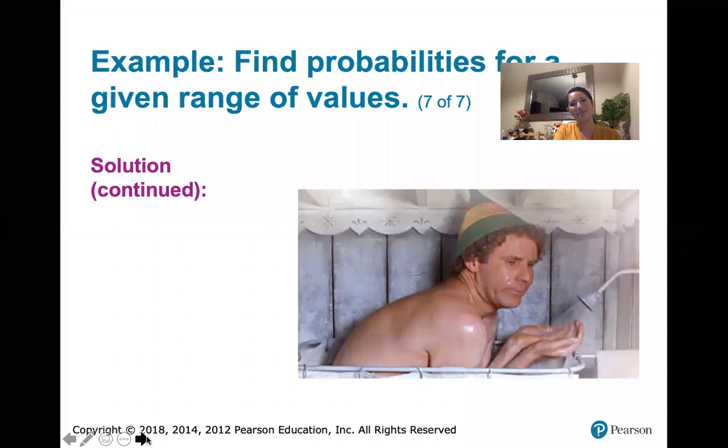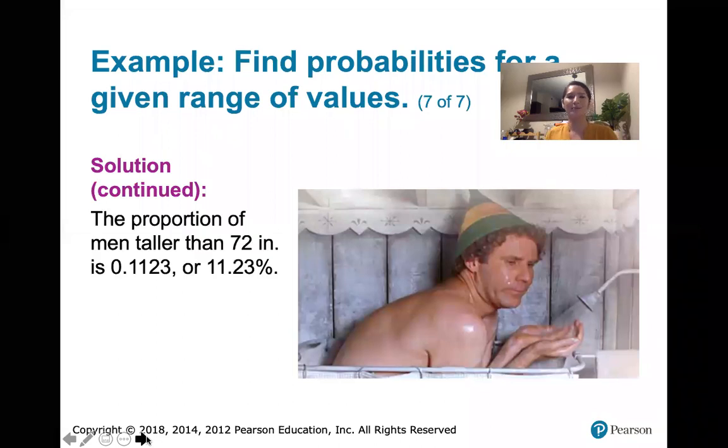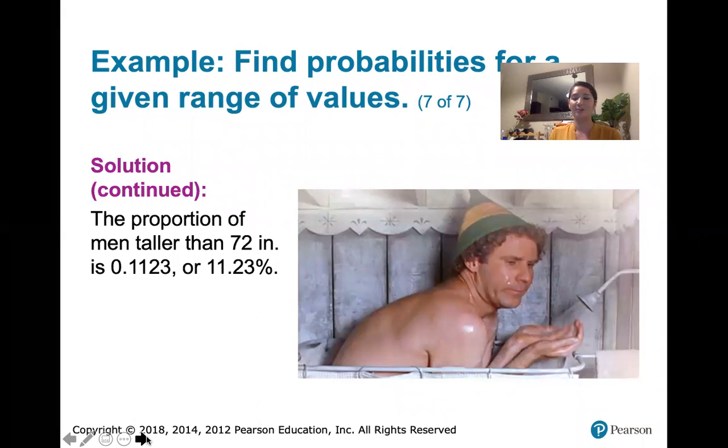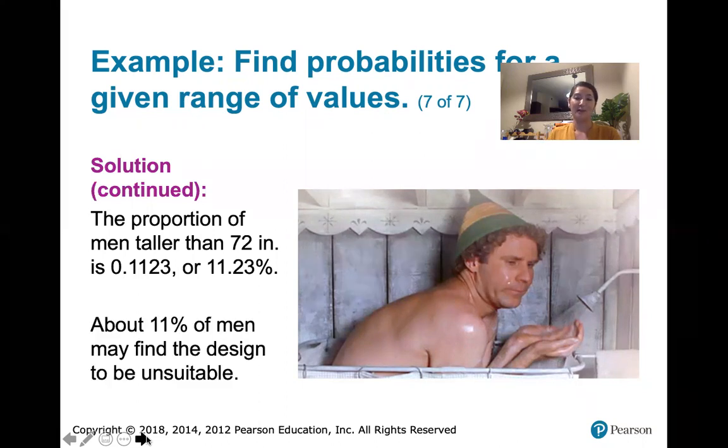Now the last thing is just to interpret what we found. The question asked what percentage or proportion of men are taller than that 72-inch shower head. And it turned out to be 0.1123. That's the more accurate number that we found using Excel, or 11.23%. So if a shower head were designed to be 72 inches tall, 11.23%, or about 11% of men, might find the design unsuitable because they'd be in the same category that Elf is, trying very hard to find a way to get the water over their head when they're just a little bit too tall for their shower.